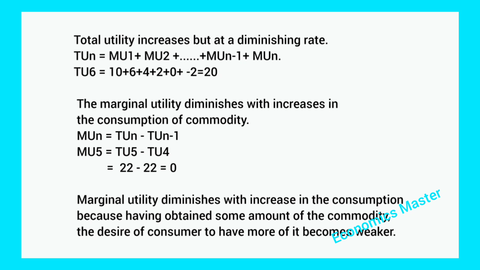Marginal utility of n apples is equal to the total utility of n apples minus the total utility of n minus 1 apples, that is the previous number. That is, marginal utility of 5 apples is equal to the total utility of 5 apples minus the total utility of 4 apples. That is 22 minus 22, is equal to 0.